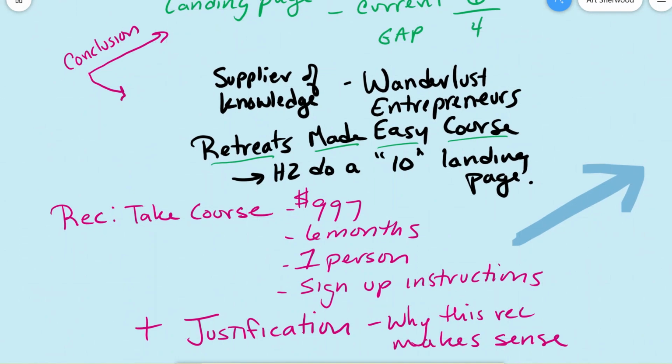And then the recommendation that I would make to myself or me and my business partner is that we take the course. It costs about $1,000 right now. It'll take about 6 months to finish it. We need to allocate one person to do this, so that'll be some of their time, about 4 to 5 hours a week. And if I were making this recommendation to a client, I could put in the sign-up instructions, and of course I'd want the justification why this is a good option and why I would be recommending this in order to be able to close that gap.